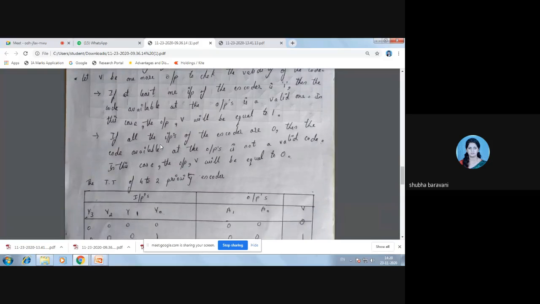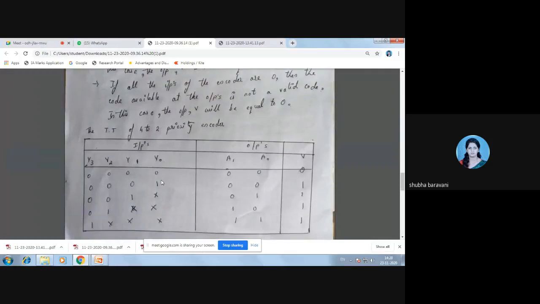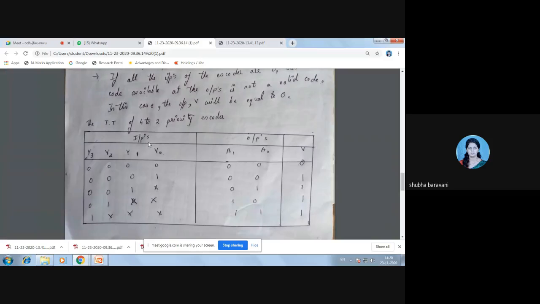So now the same thing with the help of a truth table. See, a 4:2 priority encoder. The inputs are 4 inputs, y0 to y3. Output is 2, A0 and A1 are my two outputs. And there is one more output V, which we have considered to highlight the validity.